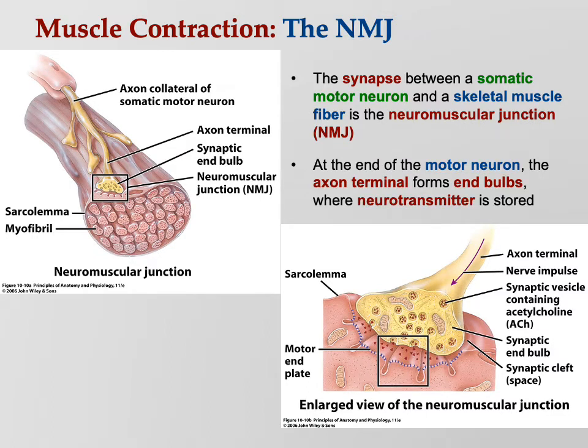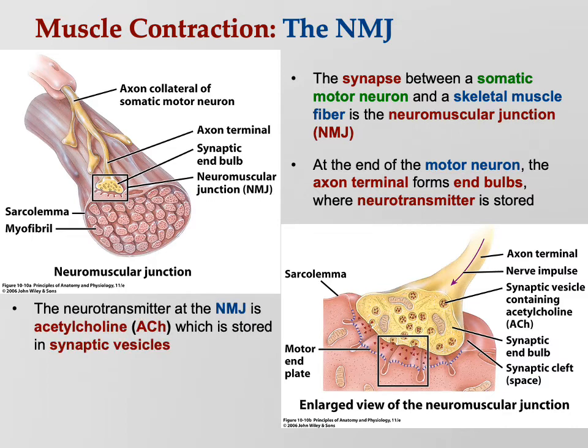So at the end of the motor neuron, the axon terminal forms end bulbs where neurotransmitters are stored. Neurotransmitters are chemicals. And if you watch TV, you probably know the names of these. They're in movies all the time. Dopamine, serotonin, epinephrine is one. There are lots of neurotransmitters. I'm going to make you learn somewhere around, I don't know, between 10 and 15. They have different effects in the human body. This is our first glance at one.